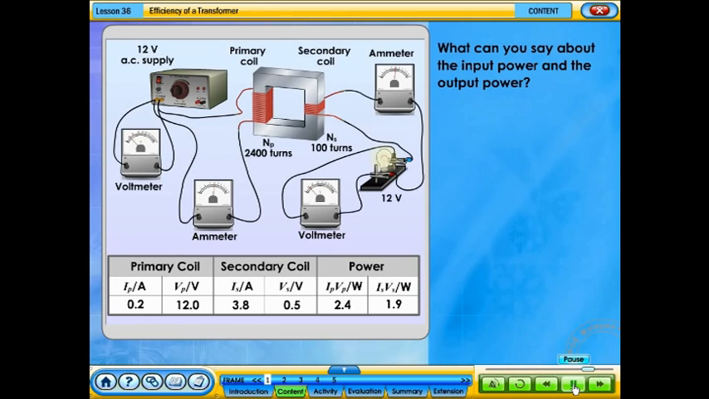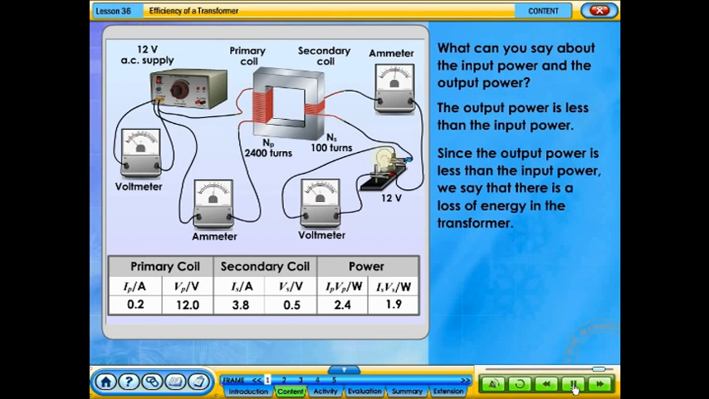What can you say about the input power and the output power? The output power is less than the input power. Since the output power is less than the input power, we say that there is a loss of energy in the transformer. What causes the energy loss?